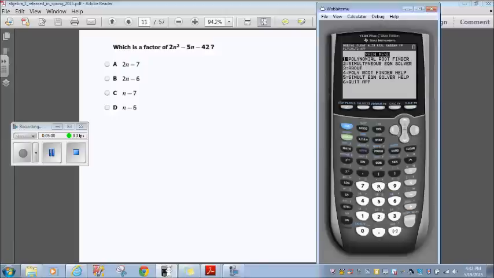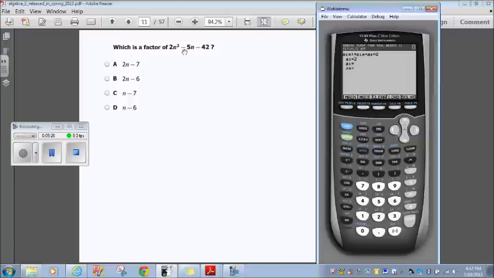Why? Because polynomial root finder pretty much finds the roots for us, which makes it easy to factor. Okay, so I'm going to hit polynomial root finder. The order is two, real numbers, and I want fractions to appear. I hit next. Now, A1, I'm going to hit this first term, A of 2.